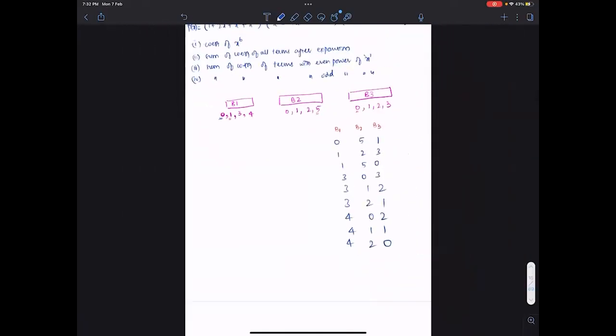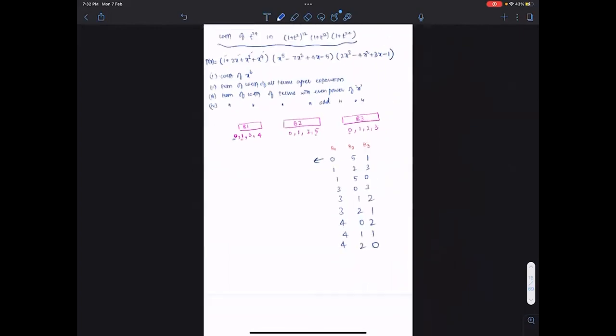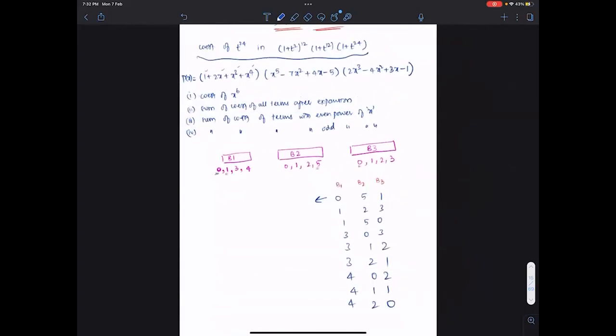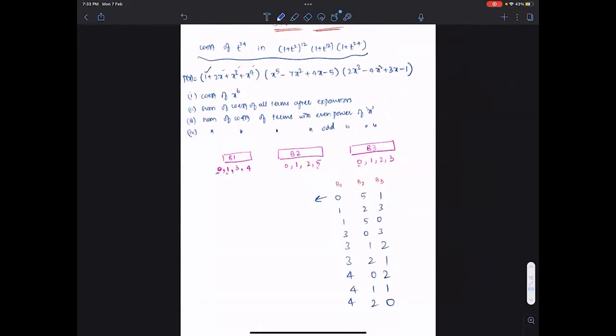Then from the first combination, what will be the coefficient contributed? x power 0 is 1, x power 5 is 1, and x power 1 is 3. So you get 1 into 1 into 3, which is 3. For 1, 2, 3, take the coefficients of x, x square, and x cube. If you multiply, what do you get? 2 into minus 7, minus 14, minus 14 into 2, minus 28. Like this, you keep on writing and add everything. You will get the coefficient of x power 6.